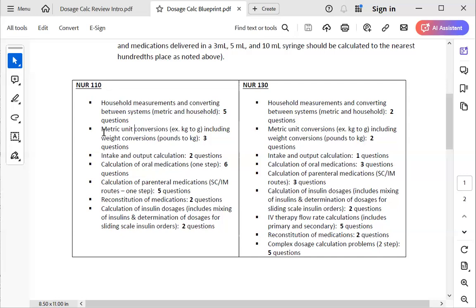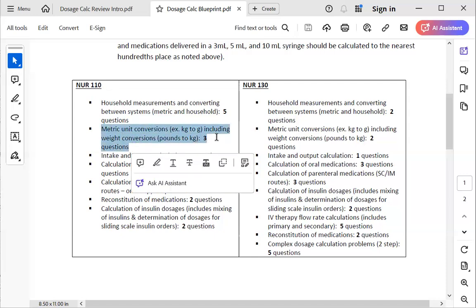Now the household measurements, because it even says between metric and household, I kind of overlap that with the metric unit conversions. That's because the way that this blueprint is written is actually a little bit incorrect, and I'll explain why in just a second. But the metric unit conversions, like I said, grams to milligrams. We're really not going to be doing kilograms to grams, although I can show you that. But in medicine, or at least in nursing, we're really not measuring anything at the kilogram level other than the patient's weight. When you are doing grams, milligrams, micrograms, that's typically what a typical dose range is going to be.